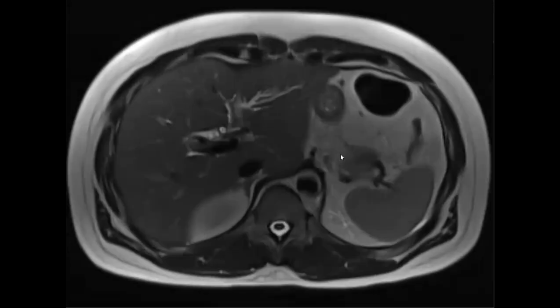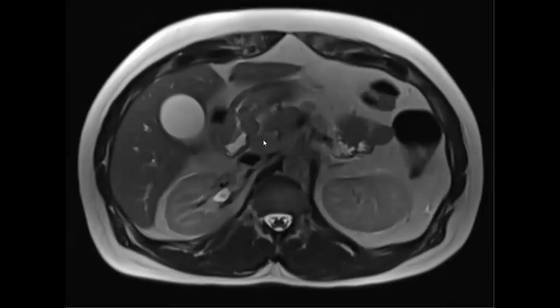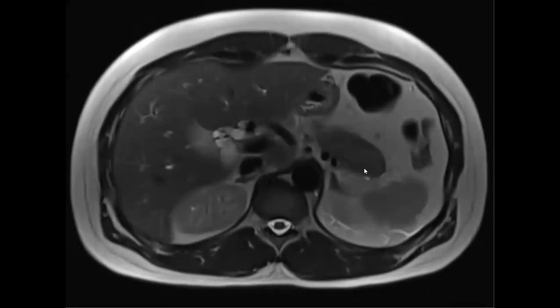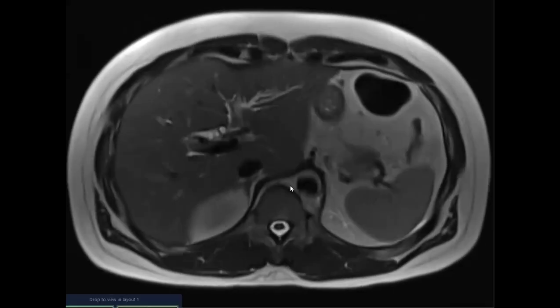The Gladiana sign. So you'll see, normally if that was really a mass, it should cause a double duct, right? But this pancreatic duct isn't dilated, but it kind of comes and goes. I think this is better on the coronal.